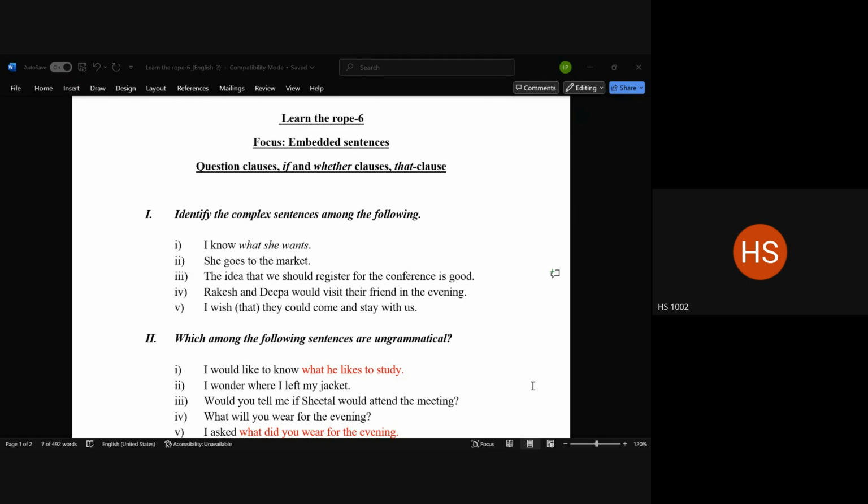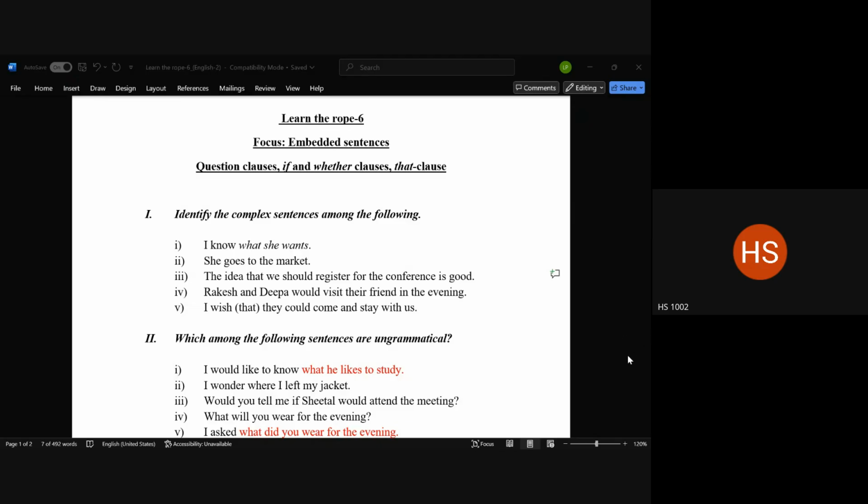Okay. So the idea that we should register for the conference, in that sentence, if you're asked to pick out the subject of the sentence, then your subject is only the idea, not the idea that we should register for the conference. That whole part will not become your subject, only the idea is your subject.